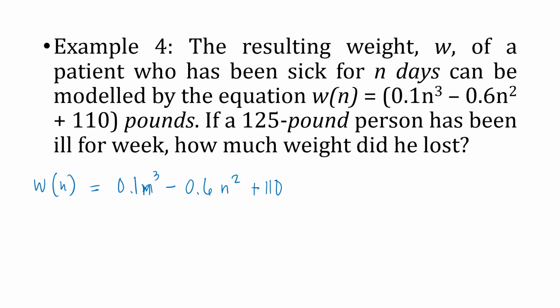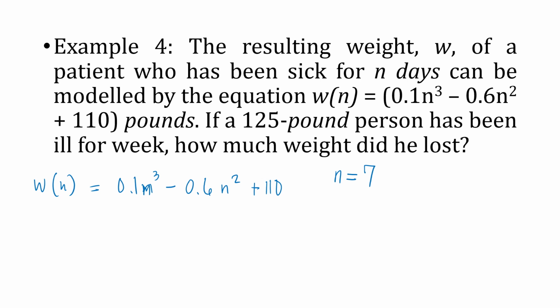And we're going to substitute n here with 7, because we are finding what could be the weight lost by a 125-pound person in a week. And as we all know, in a week we have 7 days. So that is why we're going to substitute n with 7.